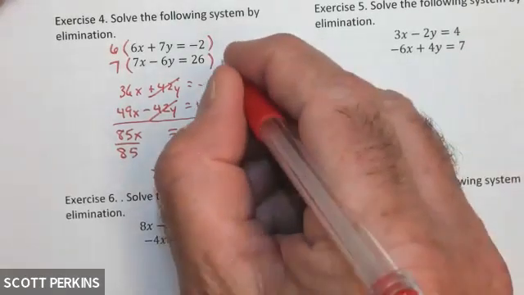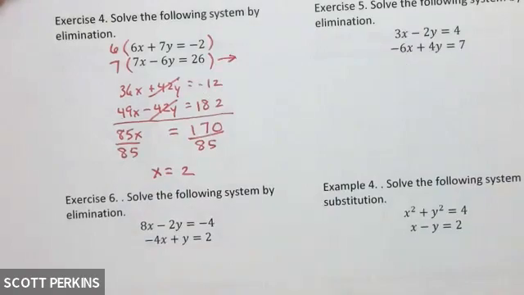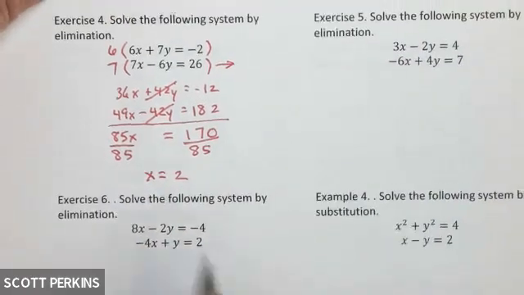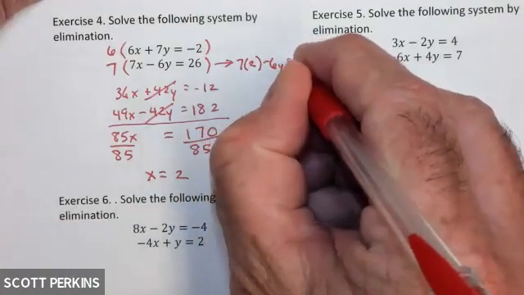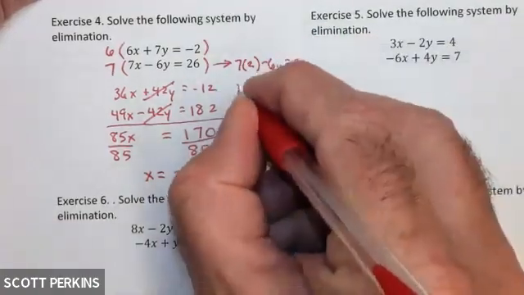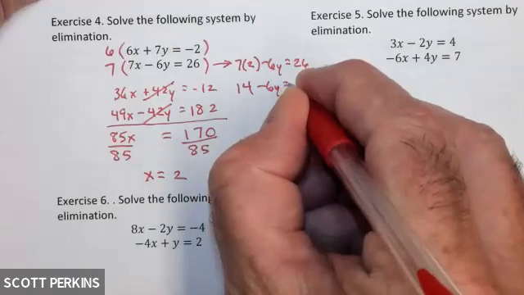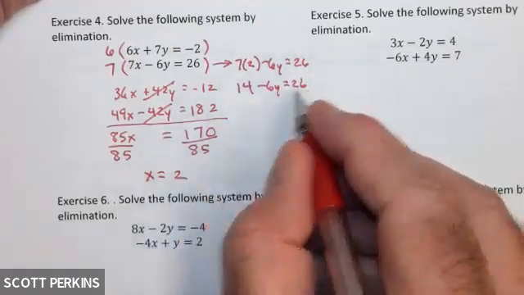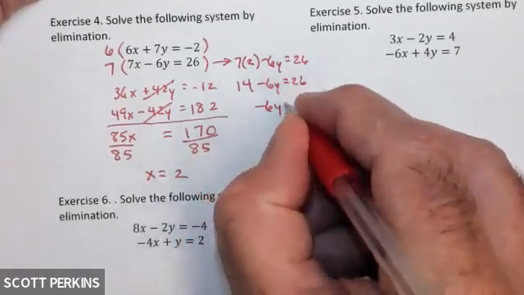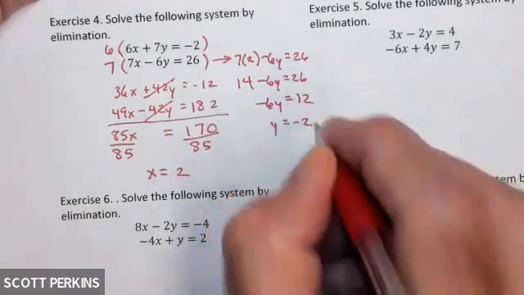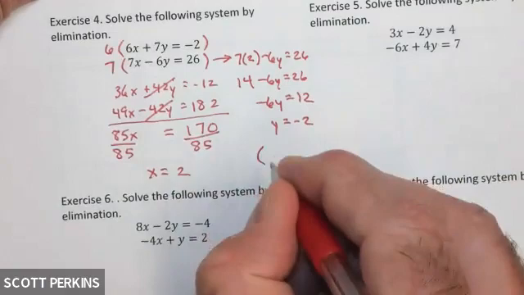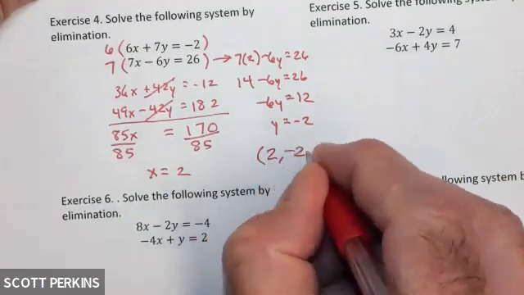Doesn't matter. I'm going to use the bottom one this time just to be different. So when I put x is 2 in, I get 7 times 2 minus 6y is 26. The rest of this is just some arithmetic. You got calculators. I'm hoping you're okay with it. When I subtract 14, 26 minus 14 is 12. Divide by the negative 6, and y is negative 2. So that makes the solution x is 2, y is negative 2.